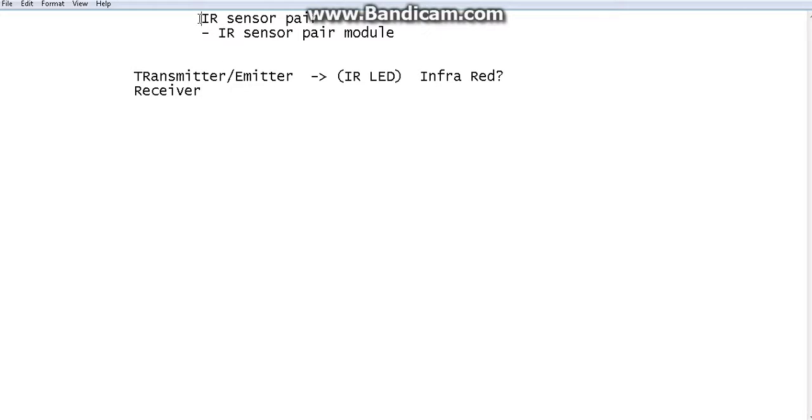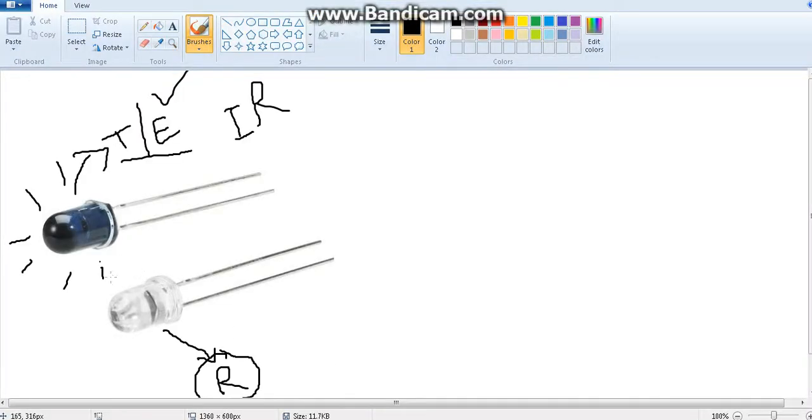In our scenario we have an IR sensor pair. That means these two things are there. You can think one is emitting and another one is receiving. This is emitting and this is receiving. What this emitter will emit, the receiver will receive. The emitter will emit IR rays, the receiver will receive the IR rays.